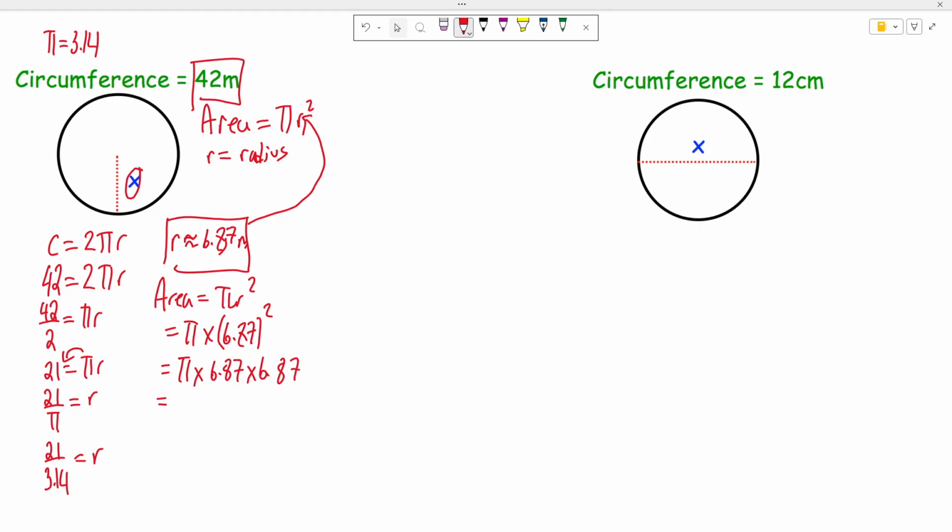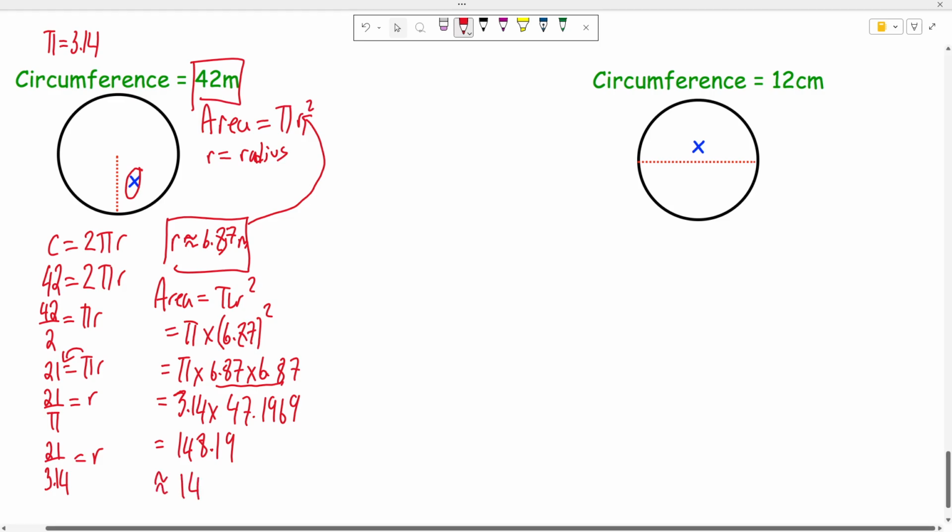So plot that in a calculator. We have pi or 3.14 multiplied with 6.87 times 6.87 will give us 47.1969. Now using the help of a calculator, if you multiply that, guys, we're going to get 148.19. All right, so if you round it up to one decimal place, it will give us approximately 148.2. And don't forget the unit, guys. In area, the unit will be meter square or square meter.